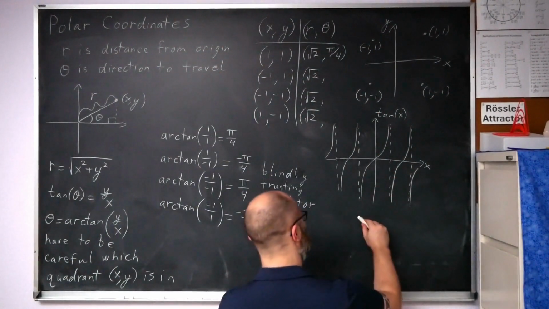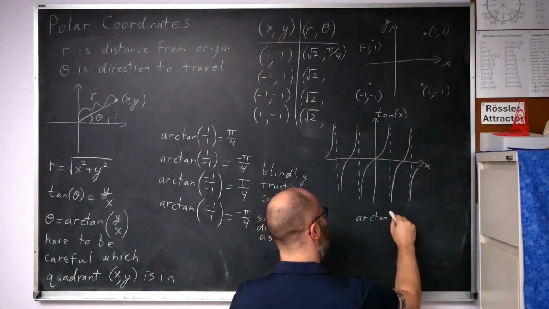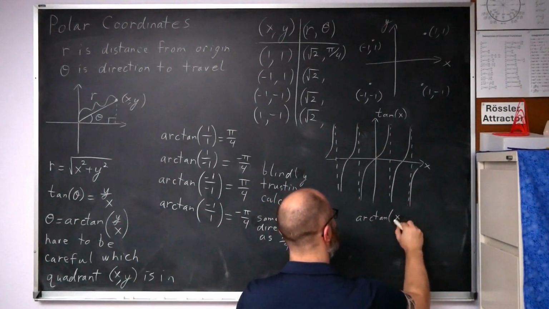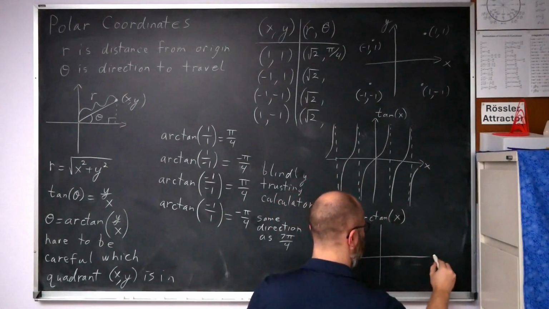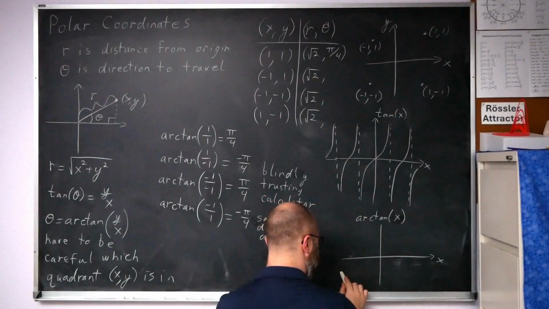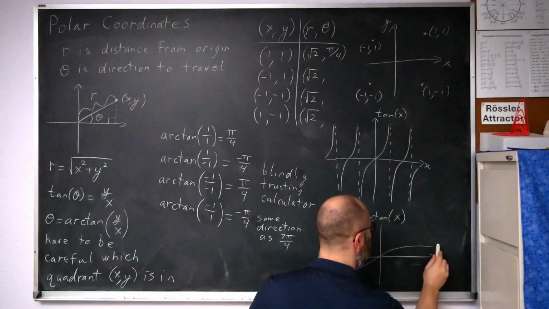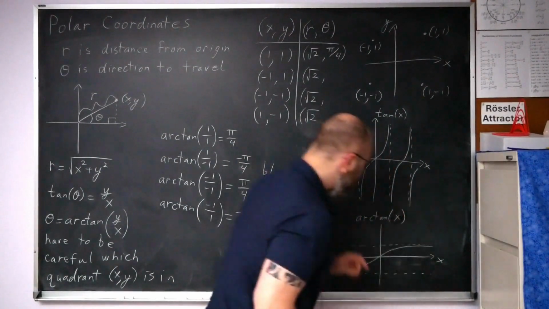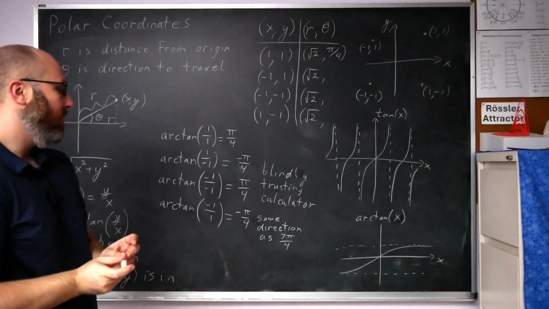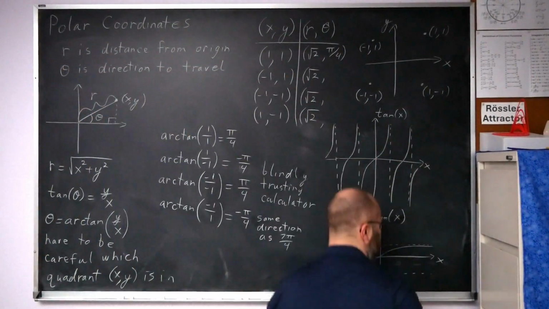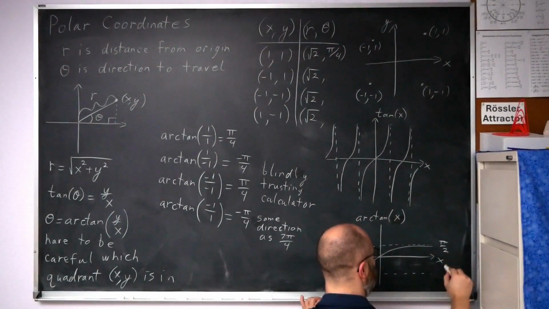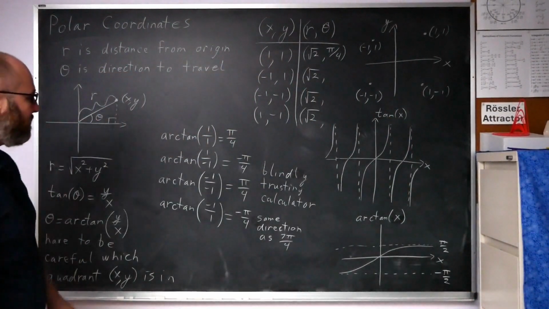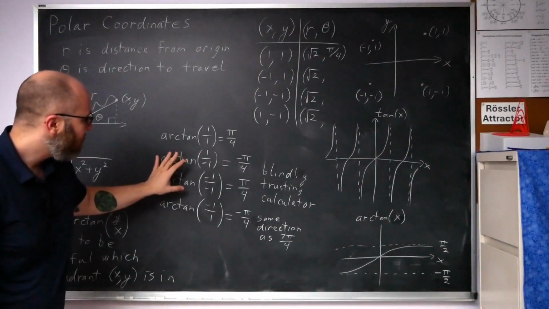When you do arctan of x, and I'll say theta, and I'll say x again, that looks like this. Where we've got a vertical asymptote here, and another horizontal asymptote there. And so by convention, arctan is always between pi over 2 and negative pi over 2. All right, so when we plug these in, let me also write this out.